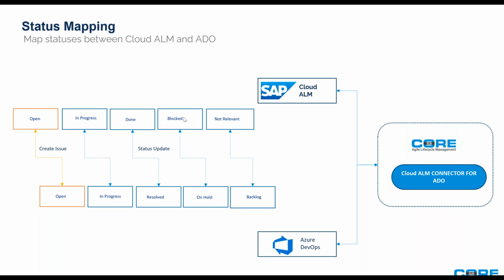So also when there's, for example, a blocked or on hold within the Azure DevOps tool, it will also put those on hold. There's also an additional status within Cloud ALM, which is not relevant, but for example, you can map it to any other status within Azure DevOps, such as in backlog or something else.